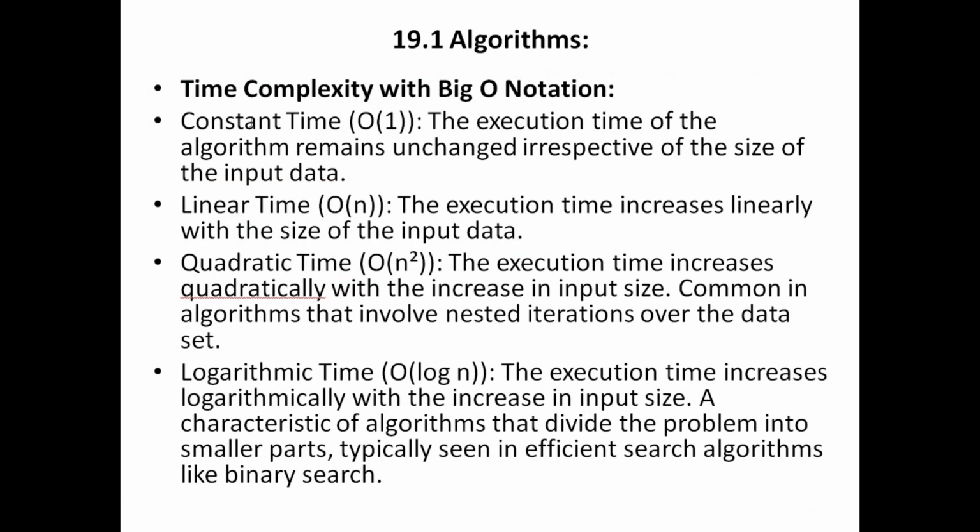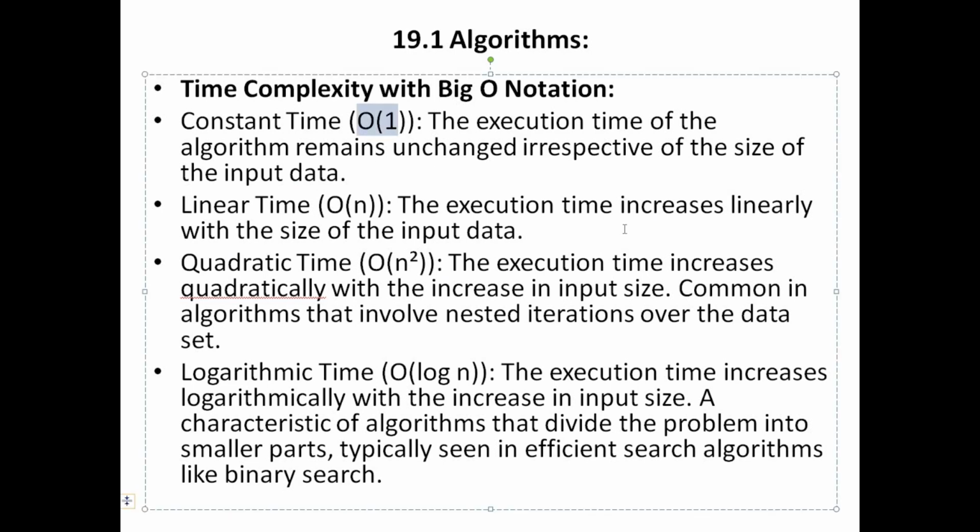Time complexity with big O notation. Constant time would mean O(1). The execution time of the algorithm remains unchanged no matter what the size of input data is. Linear time, O(n): execution time increases linearly with the size of input data, kind of like a direct proportional relationship. Quadratic time, O(n squared): the execution time increases quadratically, like 4 times with the increase in input size. This would involve nested iterations, etc.